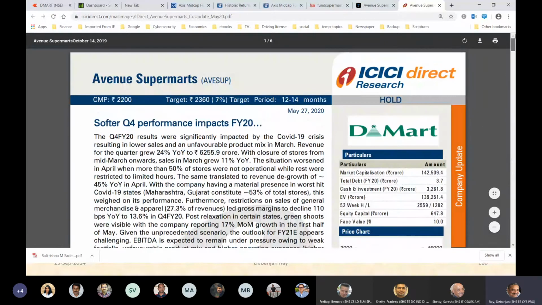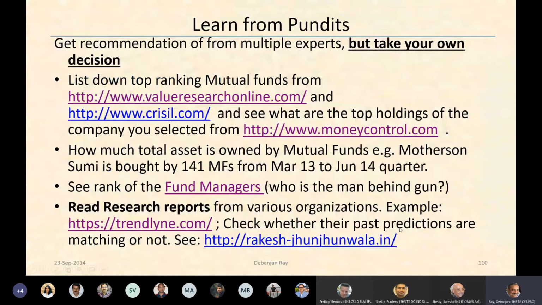But sometimes research reports can be a little bit misdirecting, because they want the investor to purchase, since they have already taken a decision to purchase.